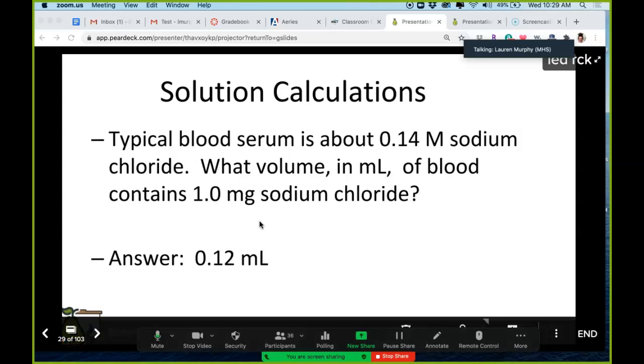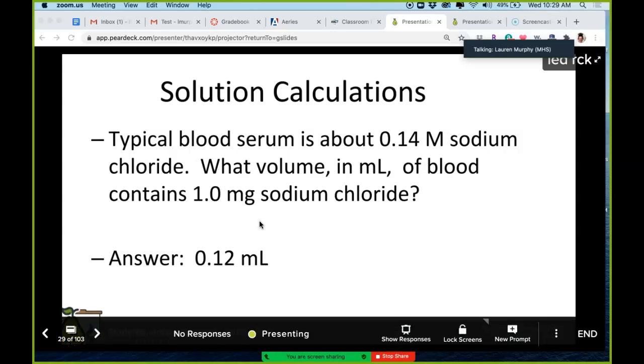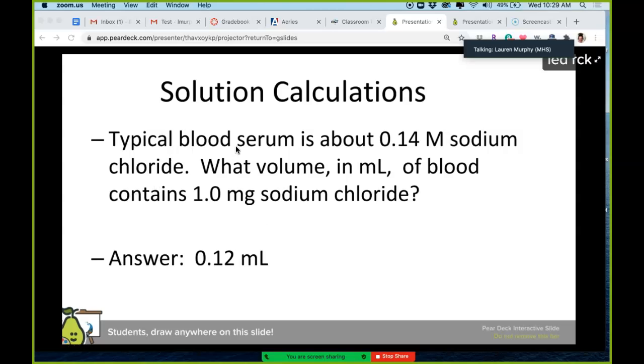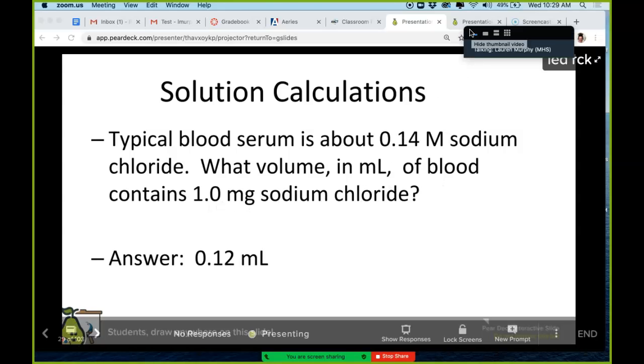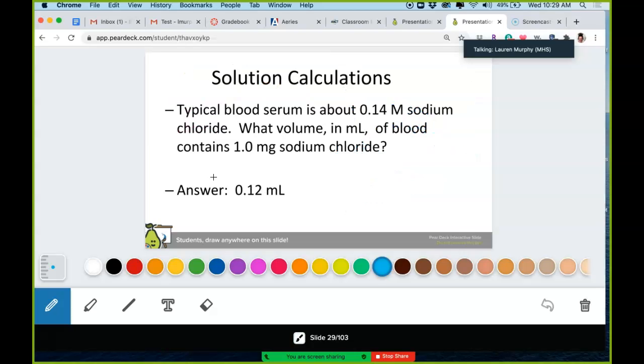All right, so this next problem is just like the ones we've been doing. It says typical blood serum has a little bit of a concentration of salt in it, sodium chloride. They want to know what volume in milliliters of blood, and then they give you a mass of sodium chloride. So we try to figure out, okay, well, what do we have? Molarity equals moles per liter.